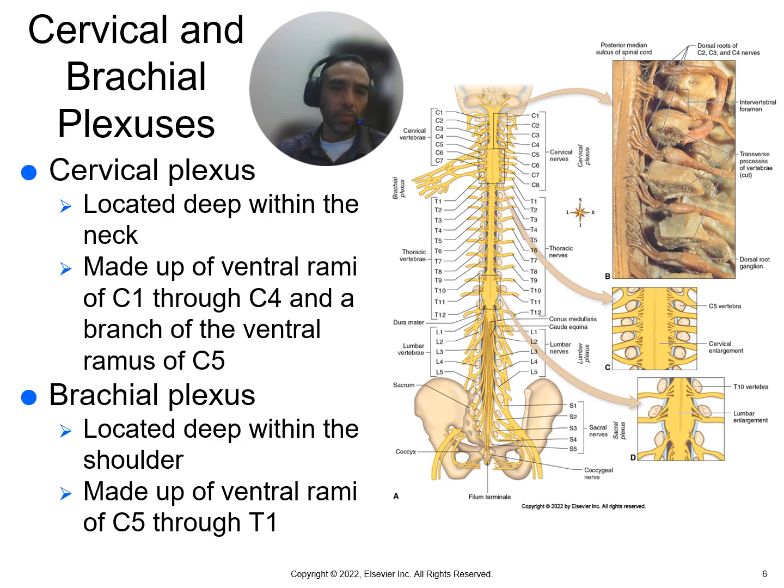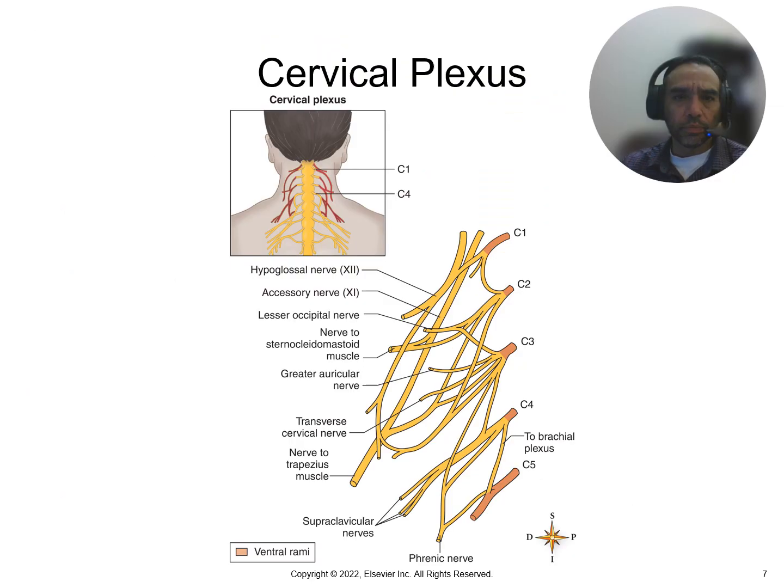And then the lumbar plexus starts in the lower back, from lumbar vertebrae 1 to lumbar 4, L1 to L4. And then the sacral plexus, which is in the pelvic region, starts off at L4 and finishes off at S4. And just a big overview of where these plexuses start and finish.